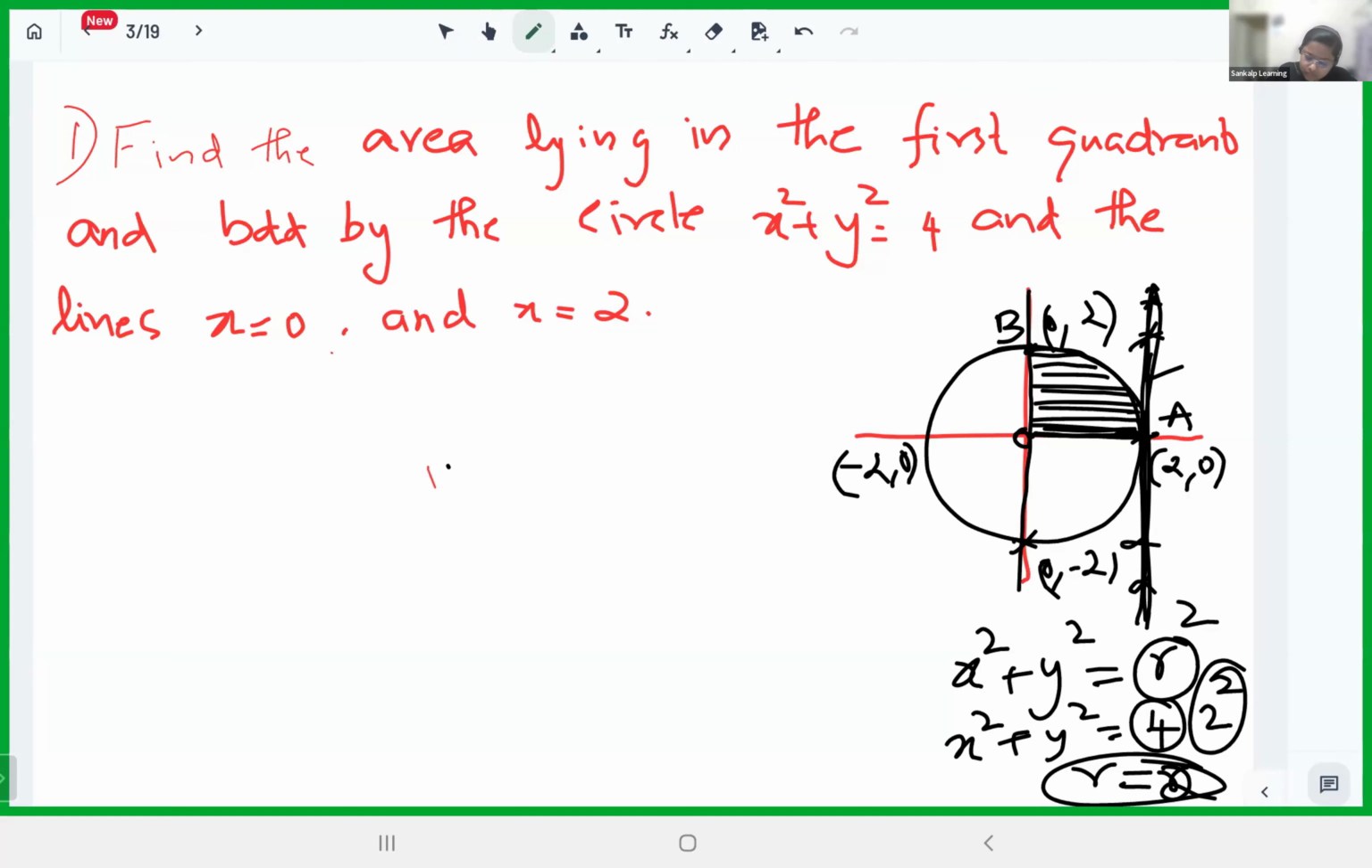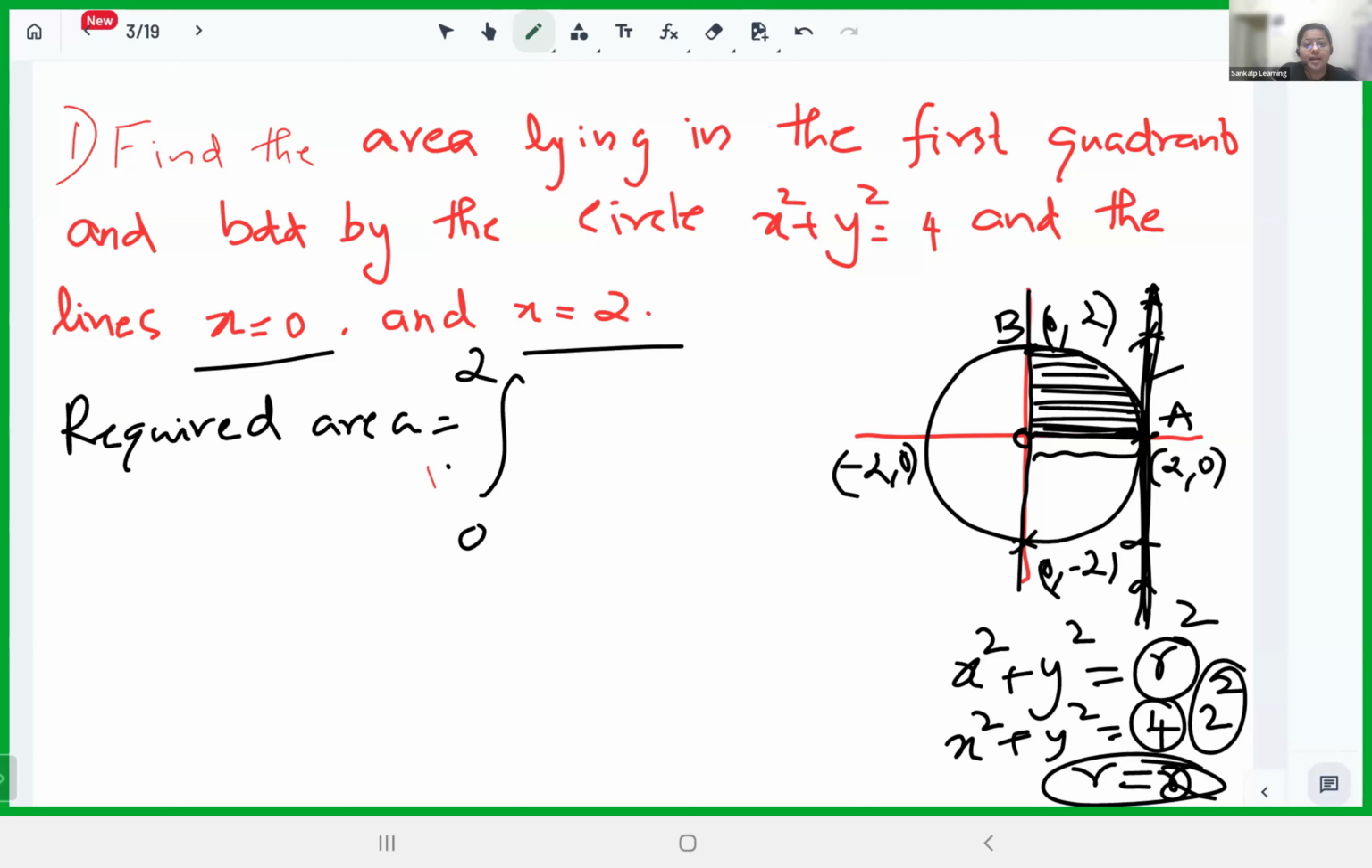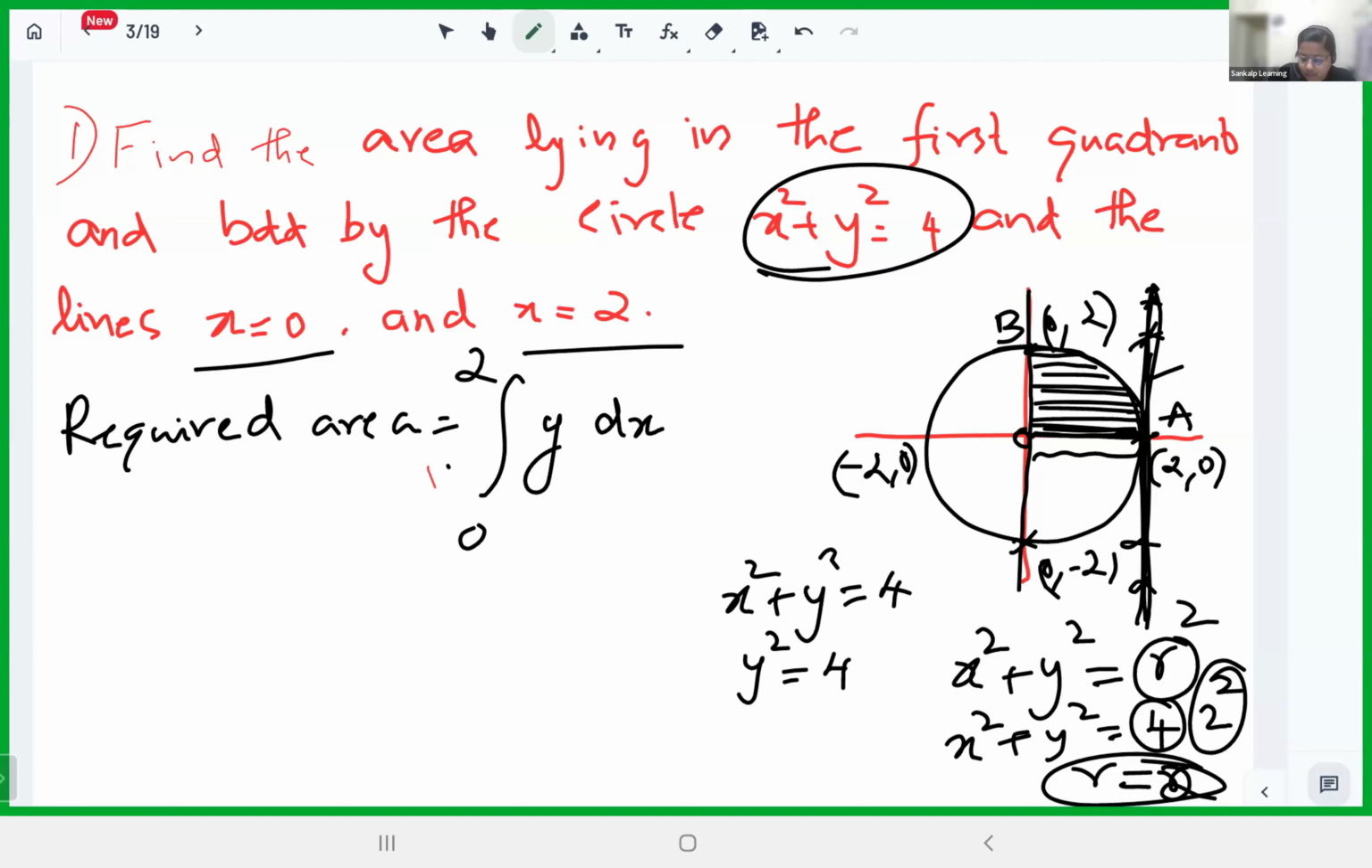And how will you do it? Here you can clearly see that x is varying from 0 to 2. So the required area is equal to integral 0 to 2. Here x is varying, so we have to integrate with respect to x, so it is dx. The function will be y. From x square plus y square is equal to 4, y square is equal to 4 minus x square. So y equal to root of 4 minus x square.